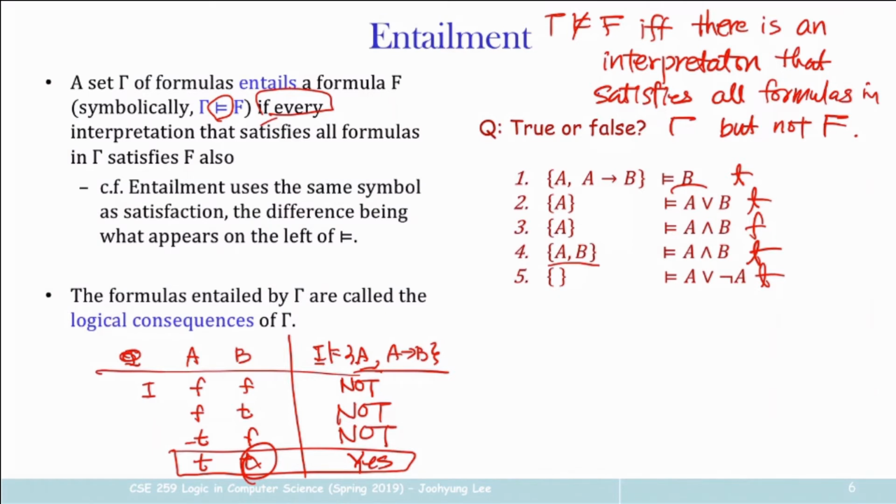So for this problem, number 5, you cannot find an interpretation that satisfies all formulas in the empty set, but does not satisfy the tautology. There's no such interpretation. If you try to find an interpretation that does not satisfy this one, there's nothing. Tautology is always true. Okay, so having that in mind, now let's look at 6.